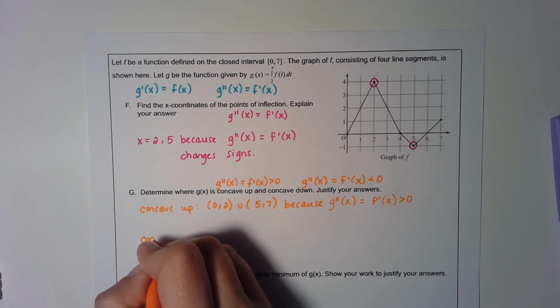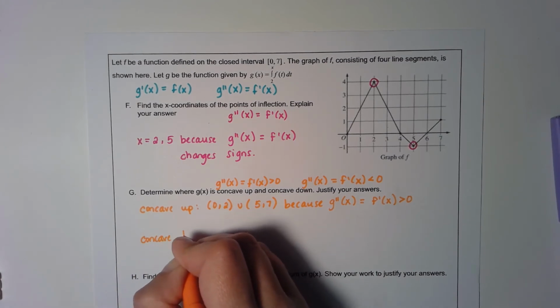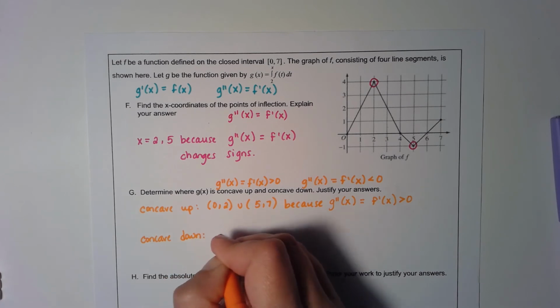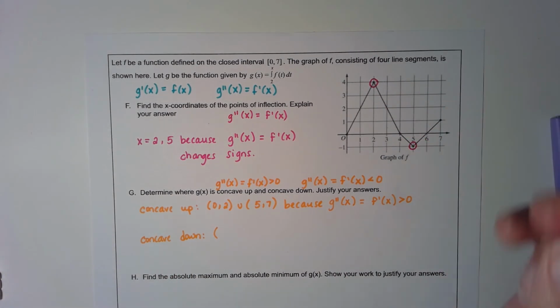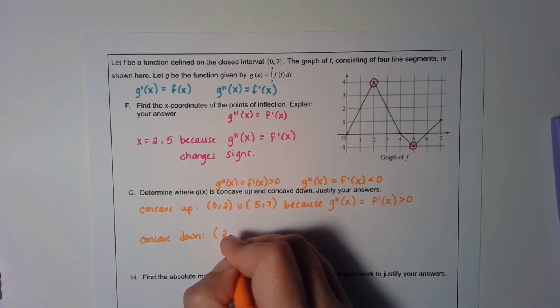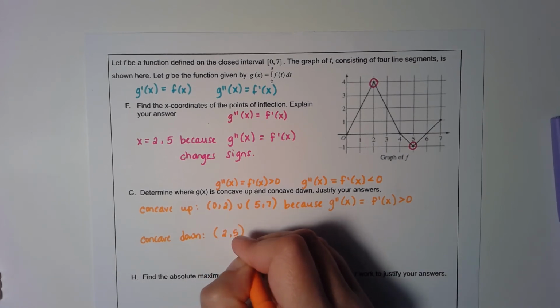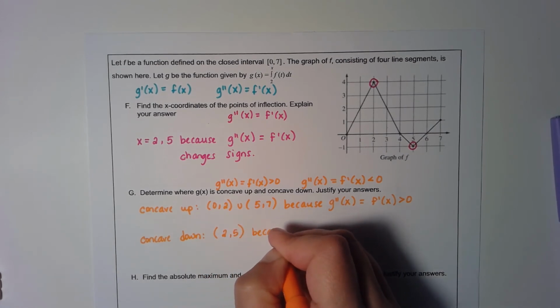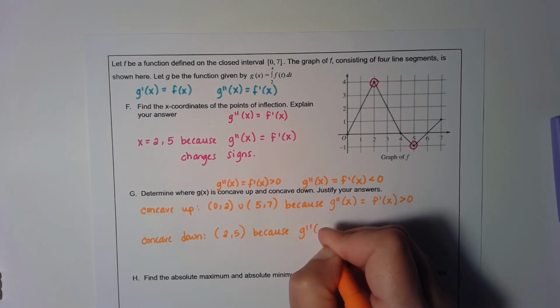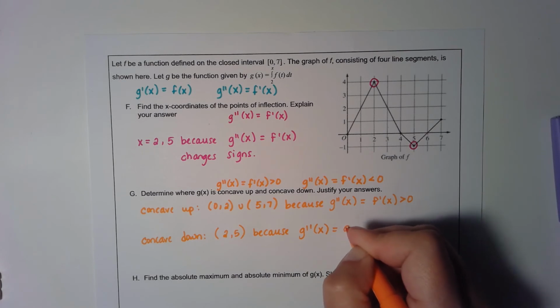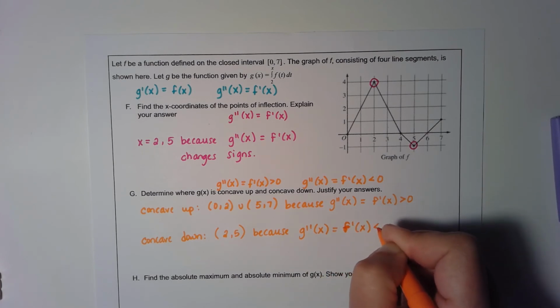And we're going to say concave down from 2 to 5, because g double prime of x, which is equal to f prime of x, is less than 0.